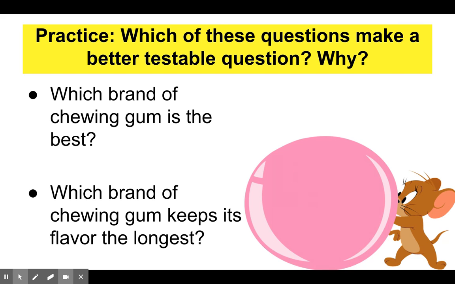Okay, so it says, which of these questions makes a better testable question and why? So I would want you to be able to tell us and then explain your thinking on that. Which of these is a better testable question? Which brand of chewing gum is the best? Which brand of chewing gum keeps its flavor the longest? Okay, so again, think those through now, and we'll talk about them in tomorrow's lesson and have one of you explain.